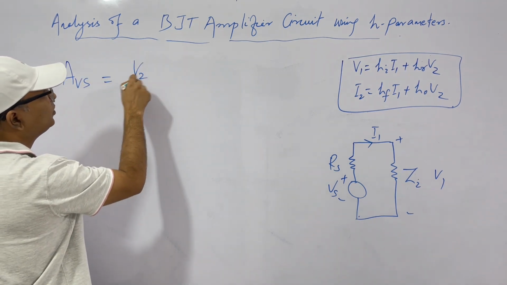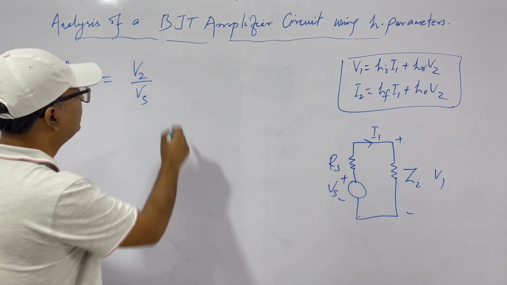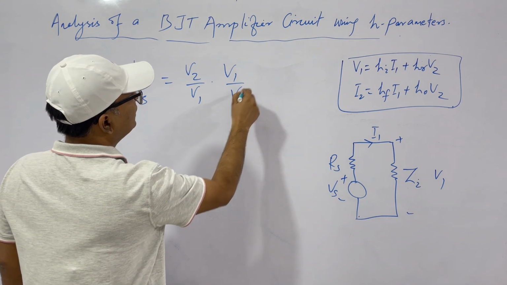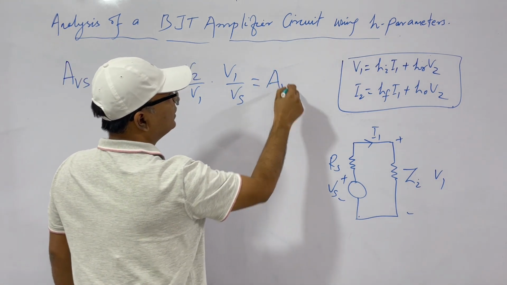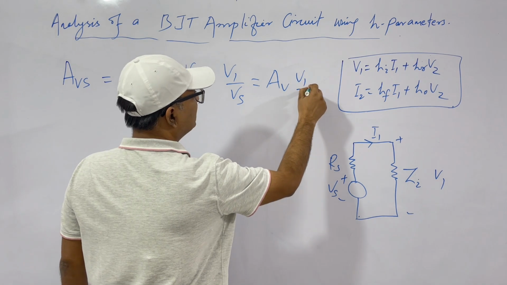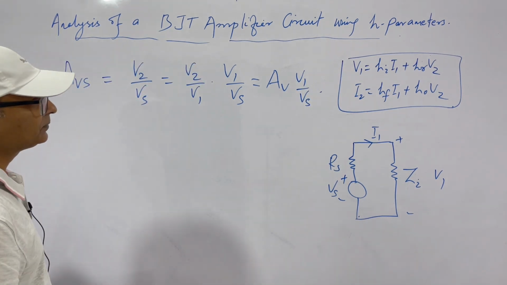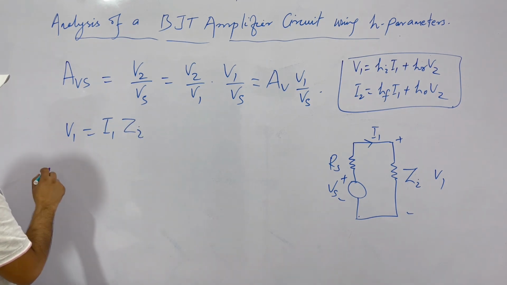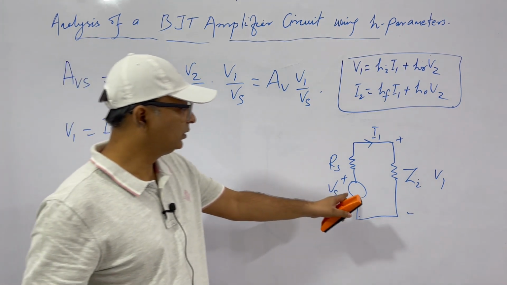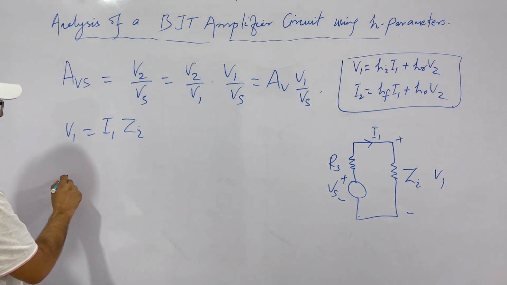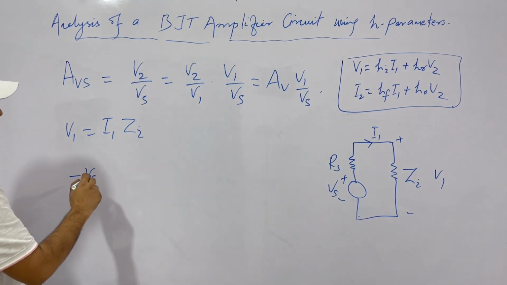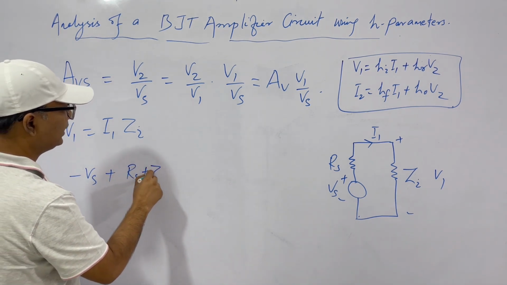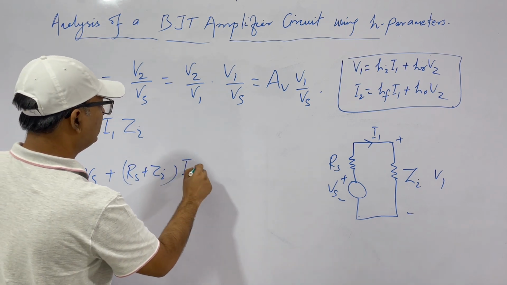This will be our output voltage by Vs instead of V1, or this can be written as V2 by V1 into V1 by Vs. This is our voltage gain without the source into V1 by Vs. What is V1 by Vs? See, V1 is simply I1 into Z input, and Vs, if you try to equate this, this will be minus Vs if we take KVL. So minus Vs plus Rs plus Zi, Rs plus Zi into I1 equal to 0.